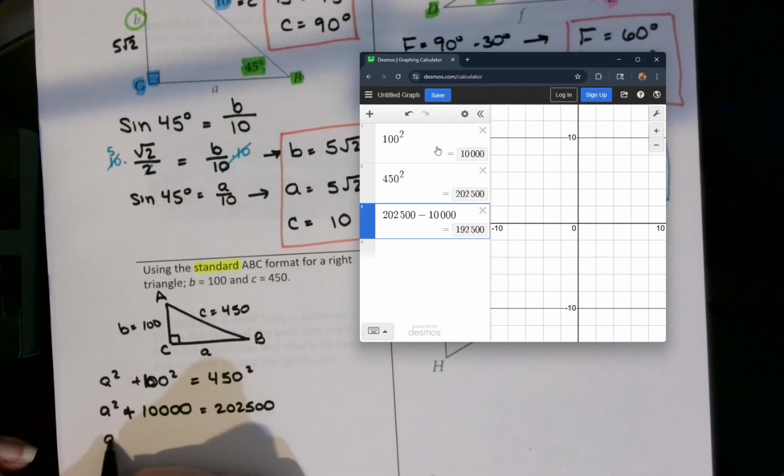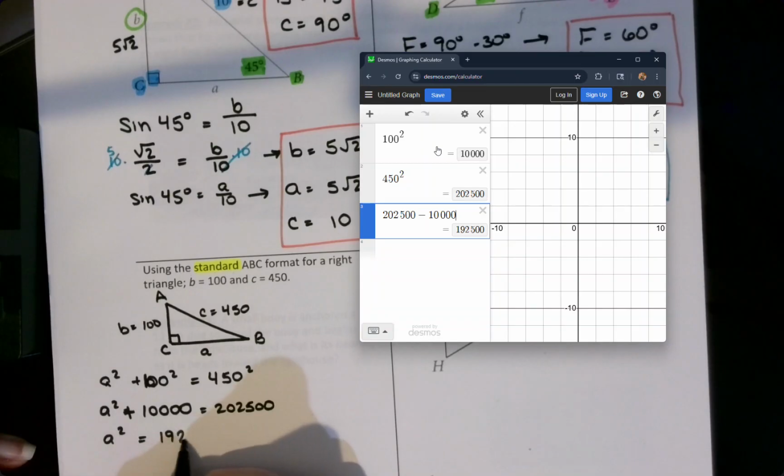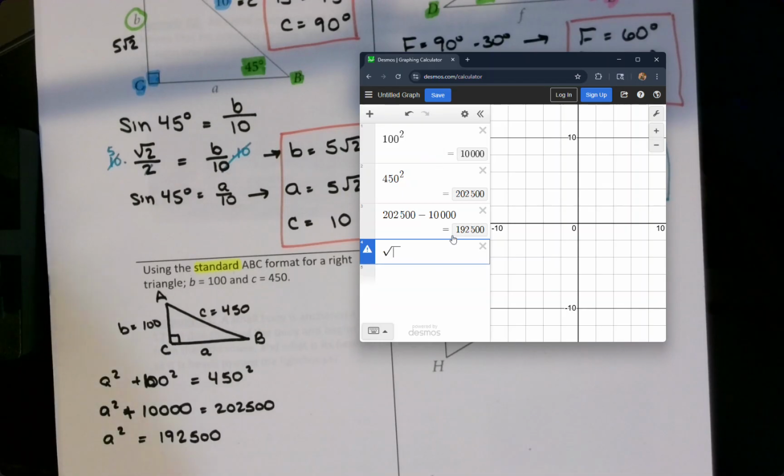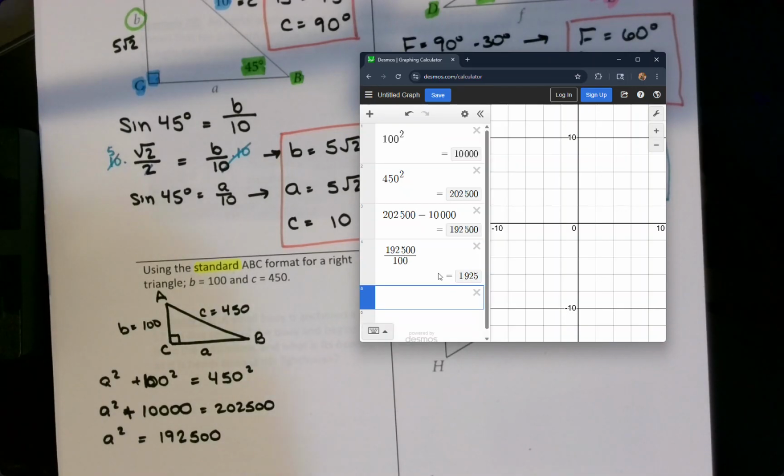So a squared would be equal to 192,500. And then we'll need to do the square root of that number. I'm just going to copy paste it because it's a little easier for me than retyping the value. And it didn't come out exact. So if it didn't come out exact, I don't want the decimal value. Instead, I want to try to break it down into perfect squares. So I know, for example, that 100 goes in there. So I would have 1925 left.